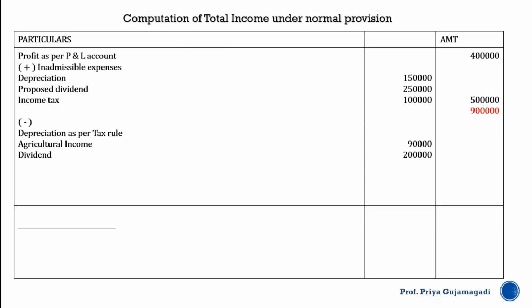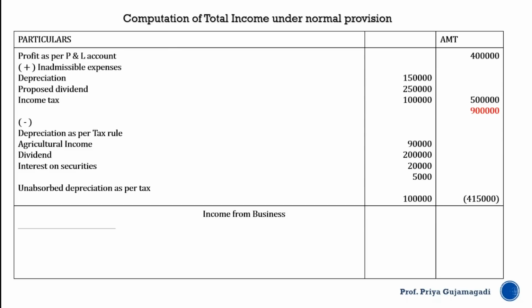Dividend 20,000. Interest on securities 5,000. Unabsorbed depreciation as per tax, whatever is there, we have to take. Unabsorbed depreciation is 1 lakh rupees. Brought forward losses as per tax are not given, so we are not taking it. Total it 4,15,000. So we have to minus it from the 9 lakh. 9 lakh minus 4,15,000. Income from business will be 4,85,000.